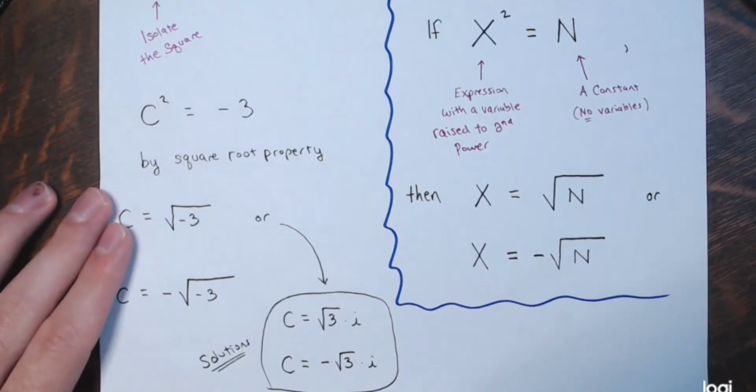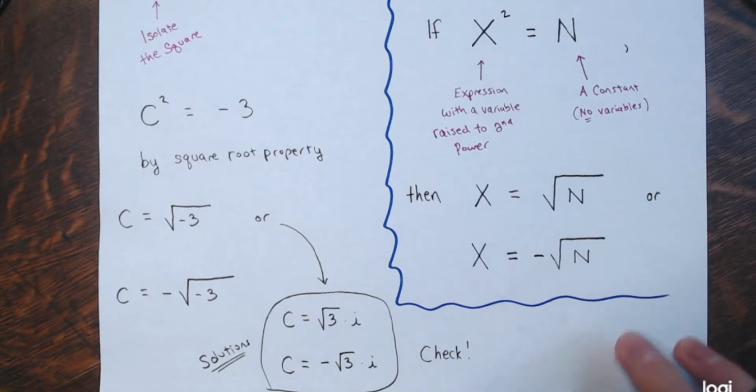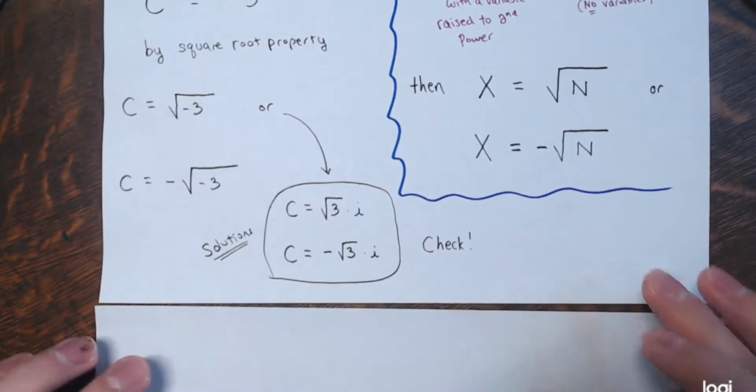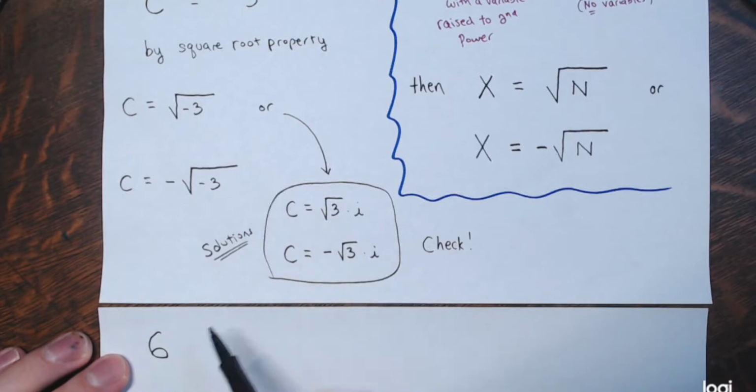And don't forget to check the solutions. So if I go back to the original equation, we have 6 times c squared equals negative 18. If I let c be the square root of 3 times i, and then square that, is 6 times c squared equal to negative 18? Now let's see.